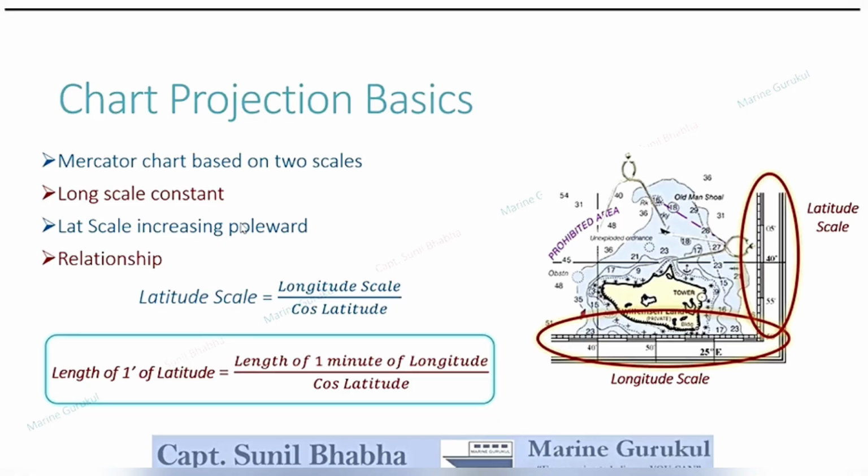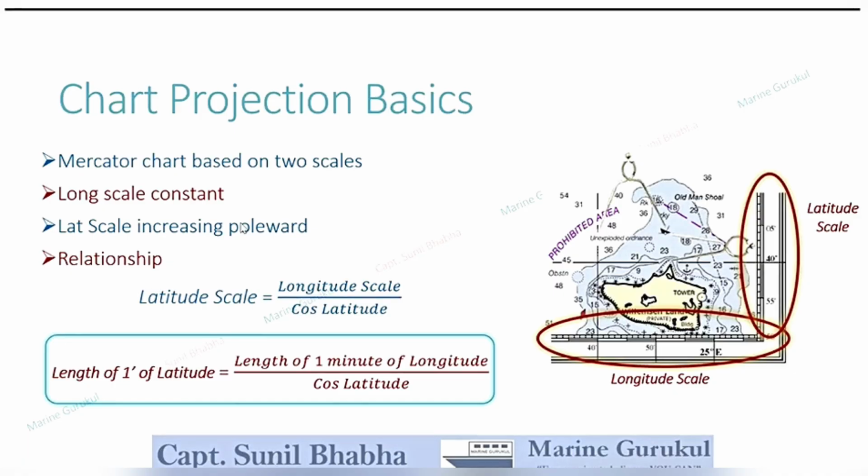Now you see, beta, what happens on the surface of Earth is different from what happens on the chart. On the surface of Earth, the latitudes are fixed. 1 minute of latitude is equal to 1 nautical mile. It remains the same when you go towards the pole. What changes on the Earth's surface is the longitude. The east-west distance between two meridians starts to reduce as you go towards the pole. But it does not happen that way on a Mercator chart.